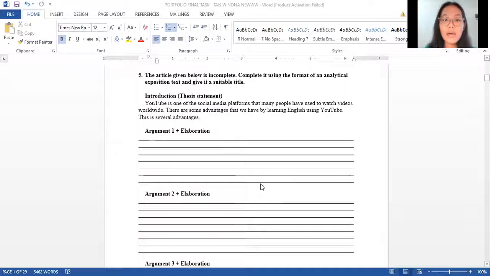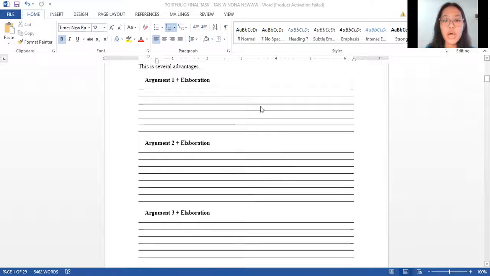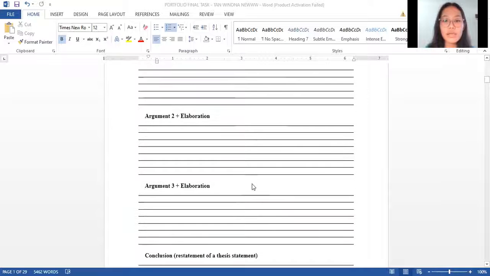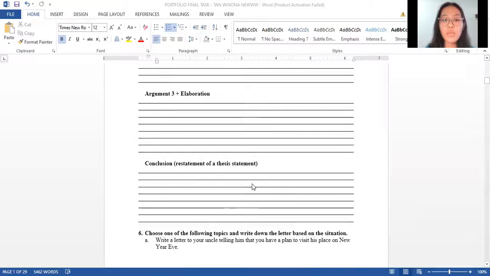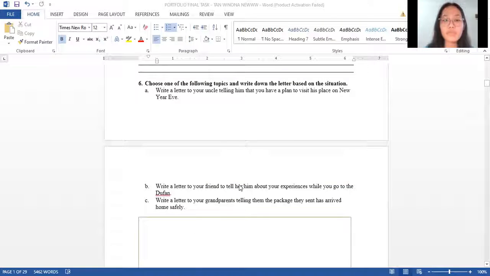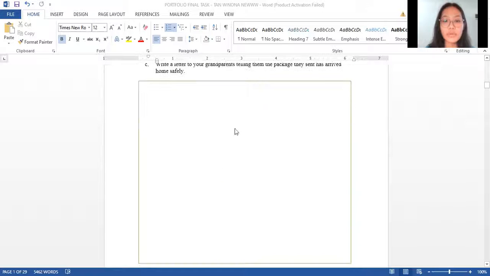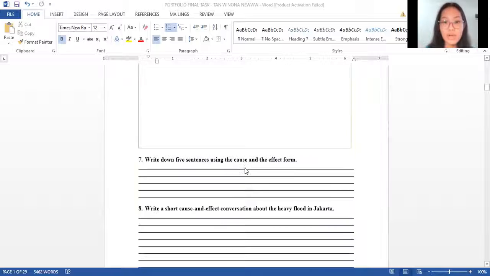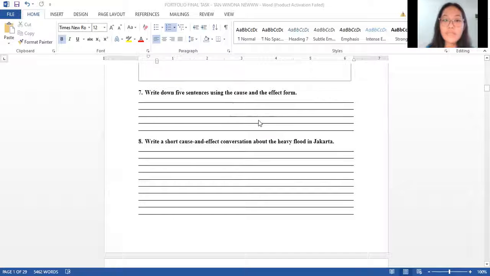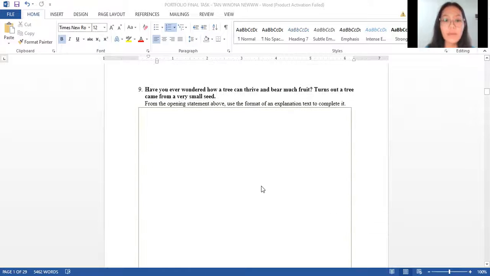And this is about the analytical exposition text. You have to fill the space here for argument 1 of 3 and the conclusion. And then for number 6, you have to choose 1 of 3 numbers here. And you have to write down in the space here. Write down 5 sentences using the cause and effect form. Write a short cause and effect conversation about the heavy flood in Jakarta.